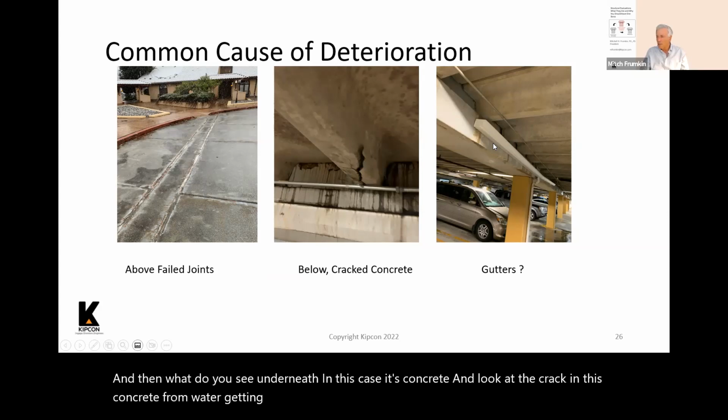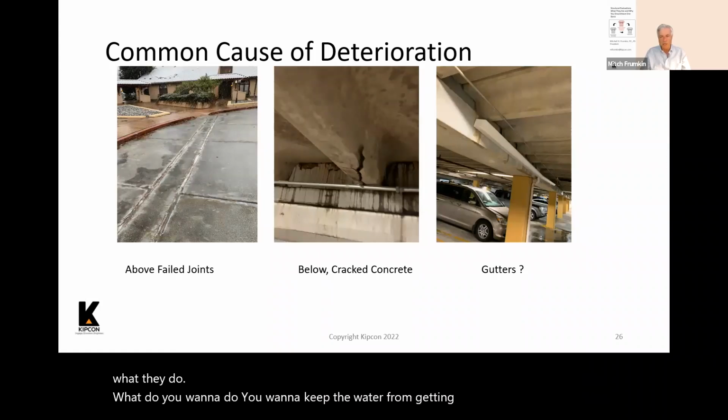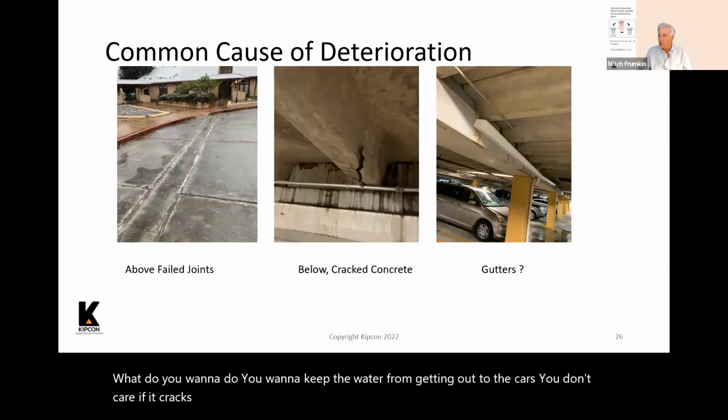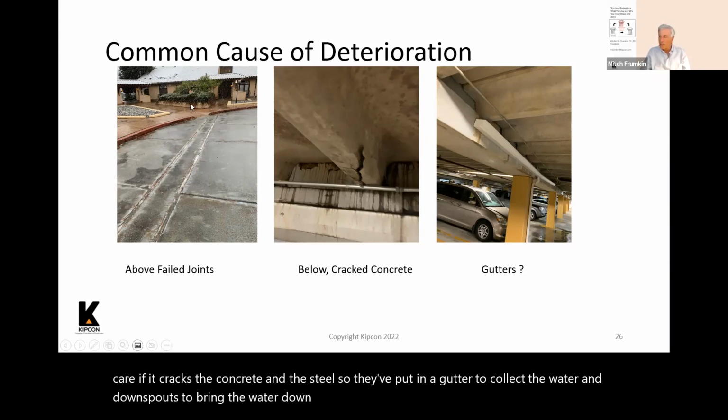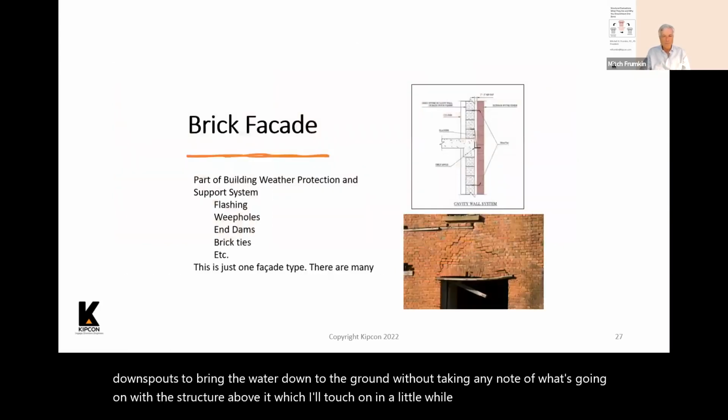To the right, I'll touch on this again later, but look what they do. What do you want to do? You want to keep the water from getting onto the cars. You don't care if it cracks the concrete or the steel. So they put in a gutter to collect the water and a downspout to bring the water down to the ground without taking any note of what's going on with the structure above it, which I'll touch on in a little while also.